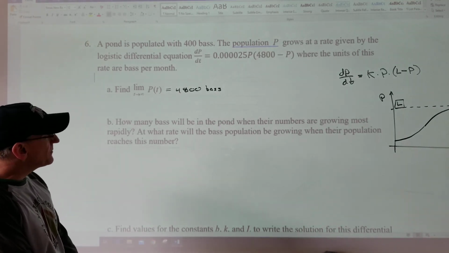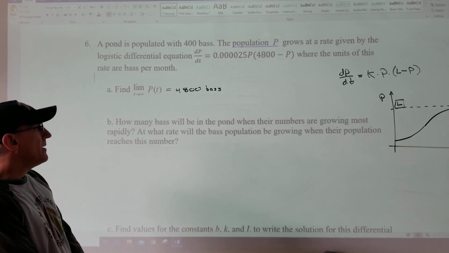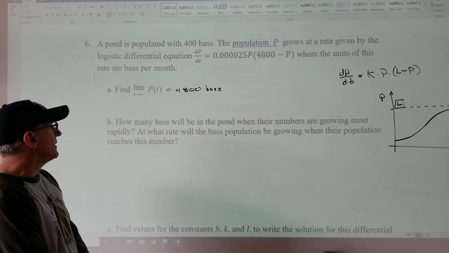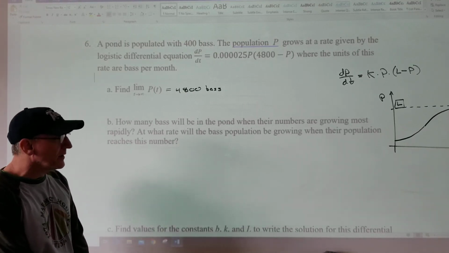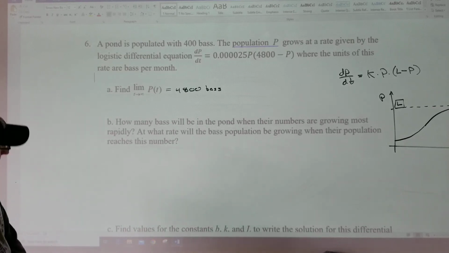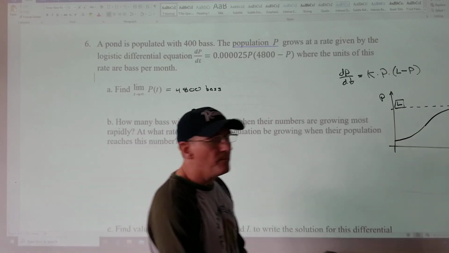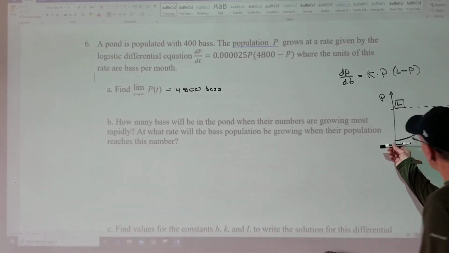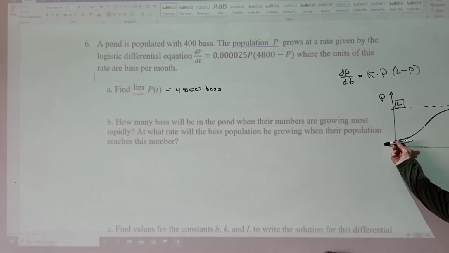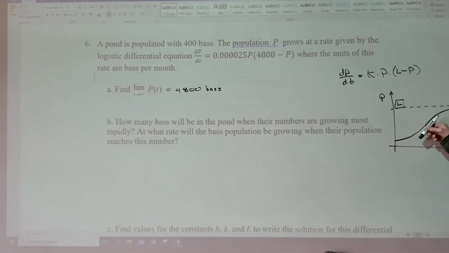Next question, how many bass will be in the pond when their numbers are growing most rapidly, and at what rate will the bass population be growing when their population reaches this number? Okay, you can kind of see from the sketch I made that growth is slow in the beginning. Growth is rapid later, and growth slows again near the end of this cycle of reaching the upward bound. Somewhere in the middle here, there's a point of most rapid growth.